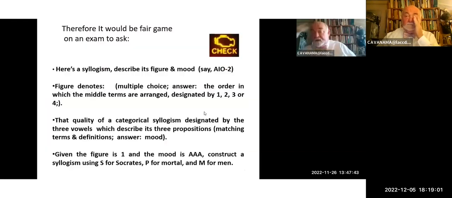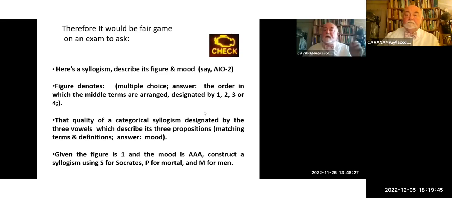So it would be fair game on an exam to give you a syllogism and ask you to tell me its figure and mood, say A, I, O, figure 2. Or in a multiple choice setting: figure denotes what? Answer: the order in which the middle terms are arranged, designated by 1, 2, 3, 4. Matching terms and definitions: that quality of a categorical syllogism designated by the three vowels which describe its three propositions. Mood. And given the figure is 1 and the mood is AAA, construct a syllogism using S for Socrates, P for mortal, M for men. All those would be fair game. That last one is going to be a major kind of question. We'll work on Venn diagrams presently.